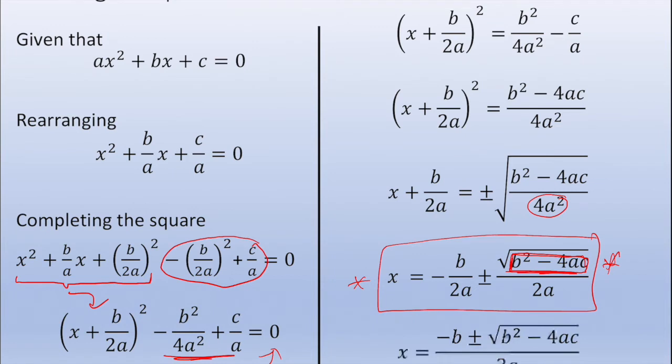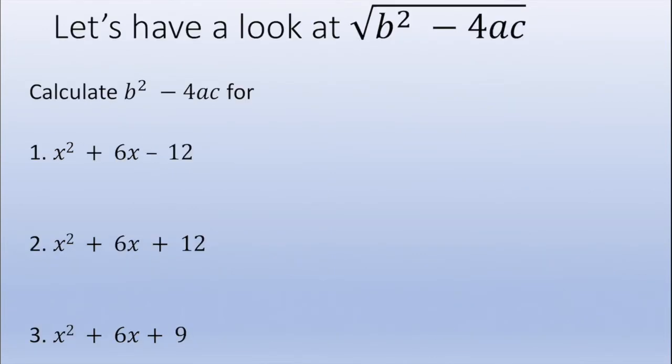Alright, let's have a look. Let's calculate b squared minus 4ac for the following three quadratic expressions. I'll give you a few minutes to do it. Why don't you pause the video here and do it? Alright, time's up.